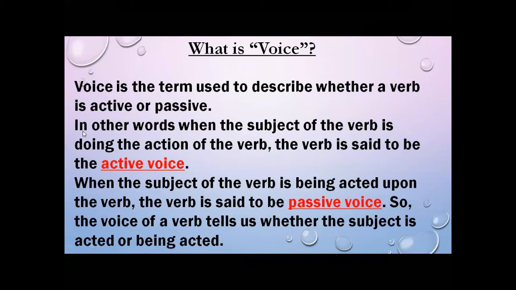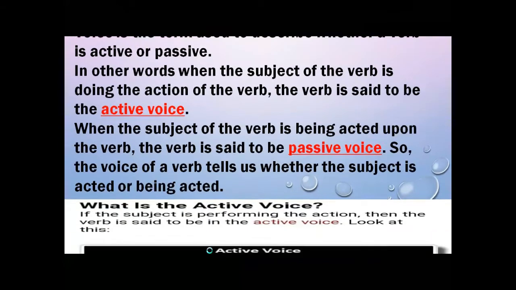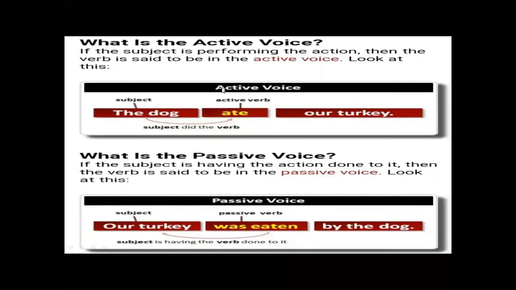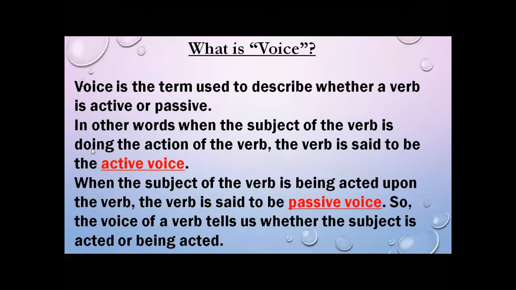In other words, when the subject of the verb is doing the action of the verb, it is said to be the active voice. And when the subject of the verb is being acted upon, the verb is said to be passive voice. So the voice of a verb tells us whether the subject is acting or being acted upon. It means the subject is dominating, or it is dominated by the verb, dominated by the action. I hope you have understood that voice is a term that describes whether the sentence is active or passive.